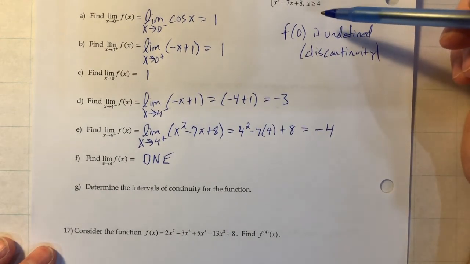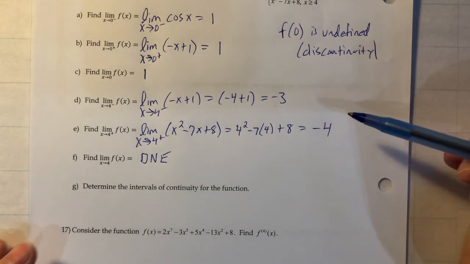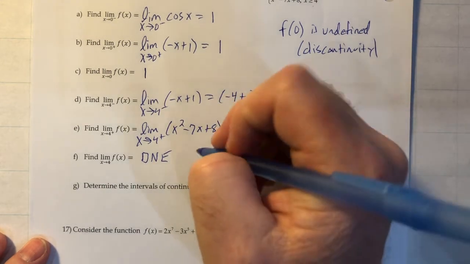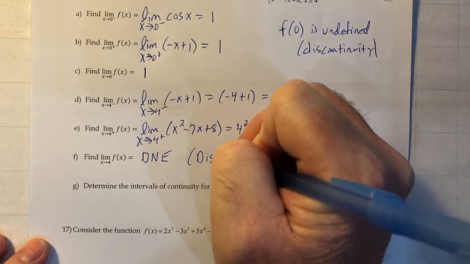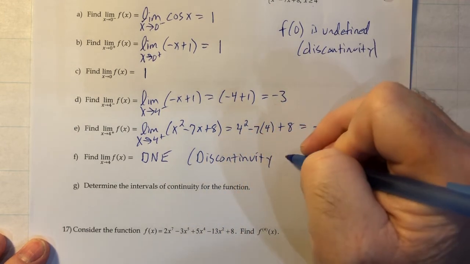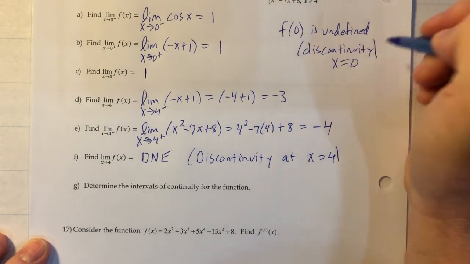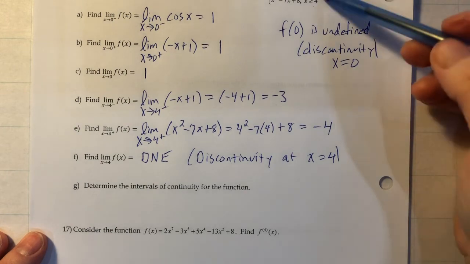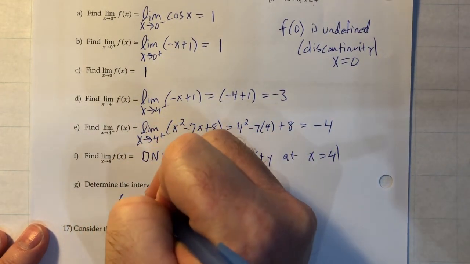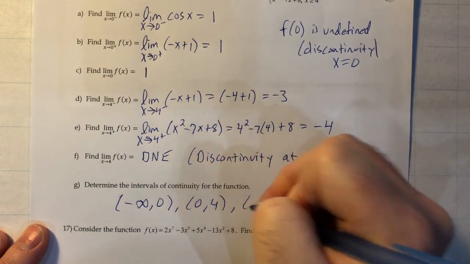Now, f of 4 is defined because there is an "or equal" here, so f of 4 is this negative 4 value. However, the limit doesn't exist there because of these two branches, so that means we have a discontinuity at x equals 4. So x equals 4 here, x equals 0 there. The function is continuous everywhere except at those points. So the intervals of continuity would be from negative infinity to 0, from 0 to 4, and from 4 to infinity.